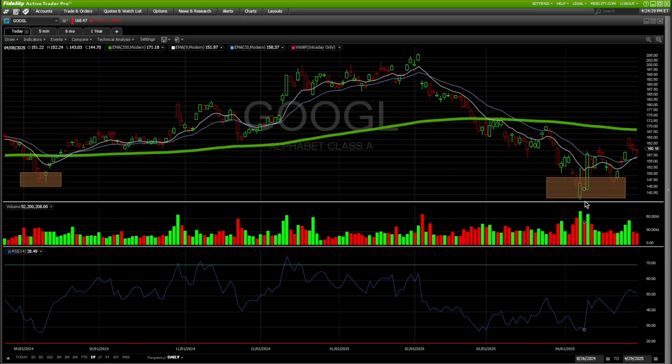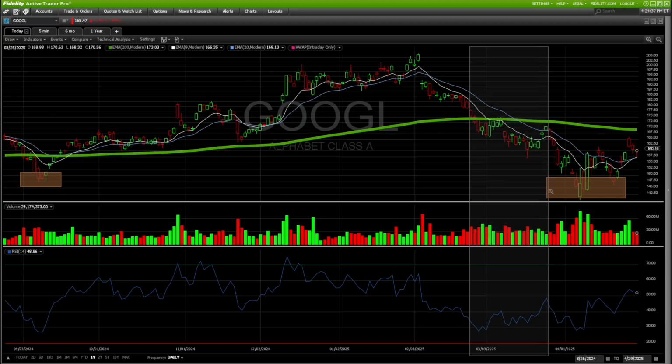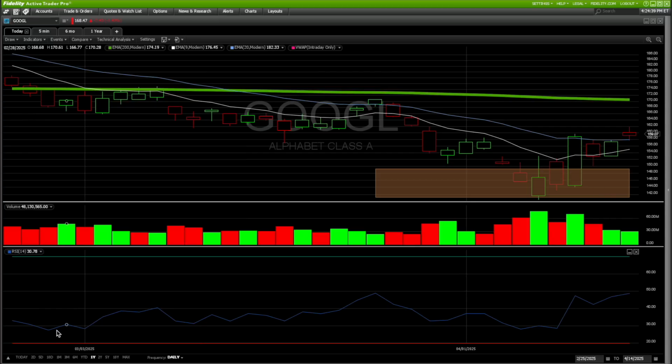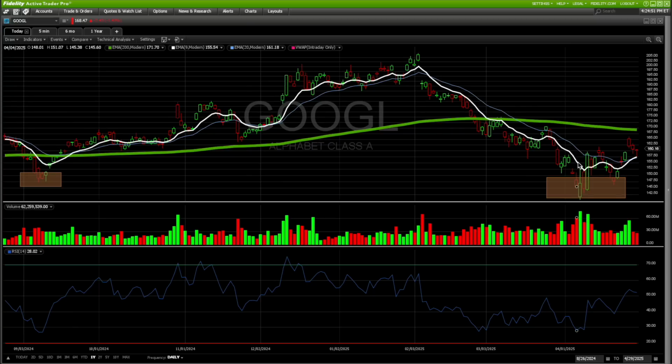It sold off to about 142. Seeing that we had divergence in the RSI, where I'm going to show you right here, you can see that the two RSIs here were a little bit elevated. This was trading at 27 right here, 28 right here, and then right at this point we are trading 28 back up to 47, indicating a move higher.